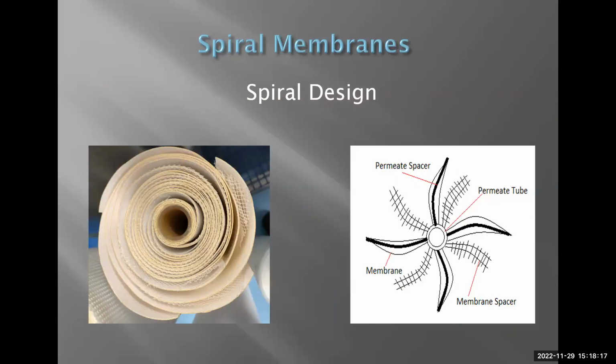This is another diagram of the shape of the membranes. You have a tube in the very center with membrane support paper with membranes on both sides of it that create like an envelope, and then each of the spacers goes in between it, and then all of it is just spun and wrapped into a tube.